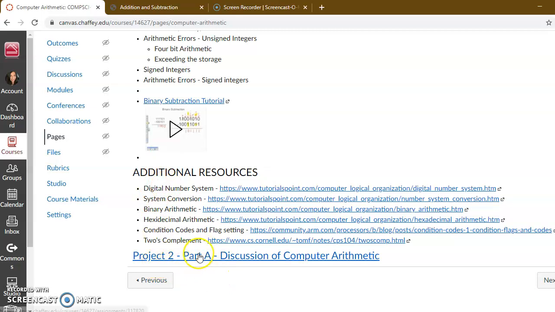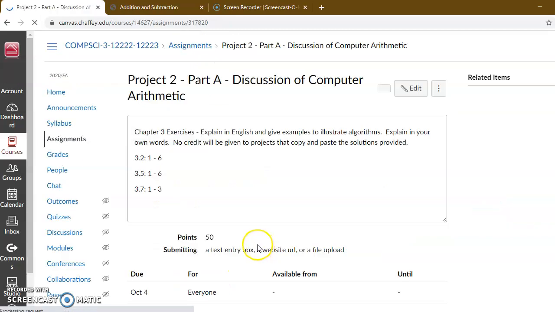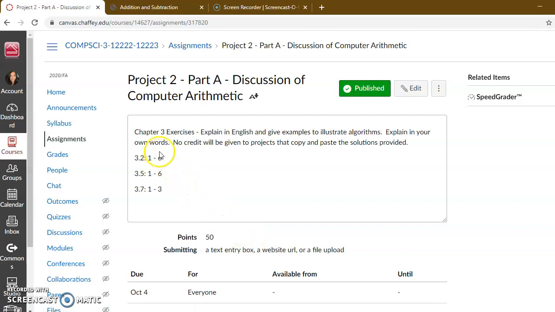So that's going to take you to Project 2, Part A, discussion of computer arithmetic, which is going to be the exercises. Note that I say I want you to explain in English and give examples to illustrate algorithms. By that I mean in English. I'm not looking for any programming code. I just want you to write it and explain that you understand it in your own words. I do not want you to copy and paste the solutions that are provided. You could use them to help you if you really get stuck, but you need to be able to explain it yourself. There are 3 different sections on what should be covered in that chapter.